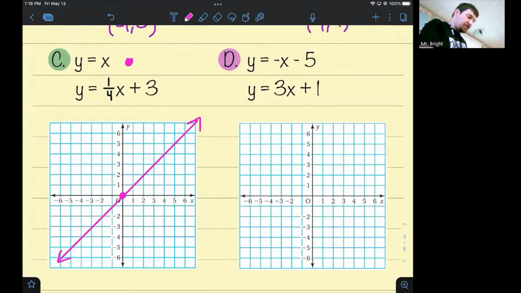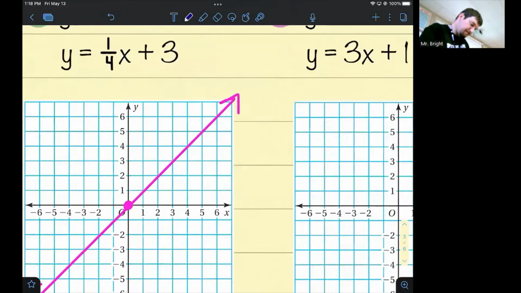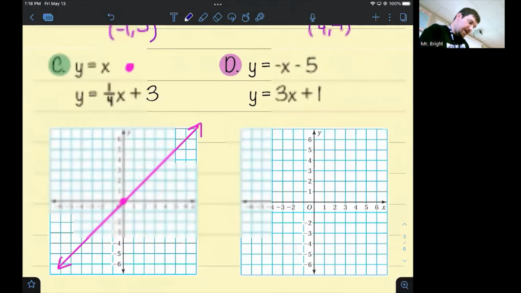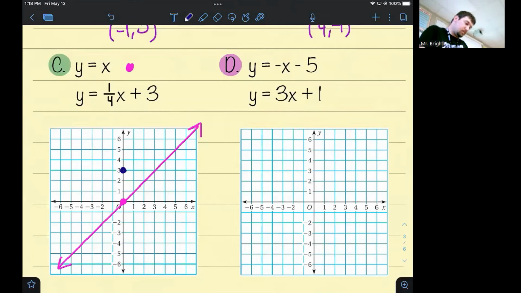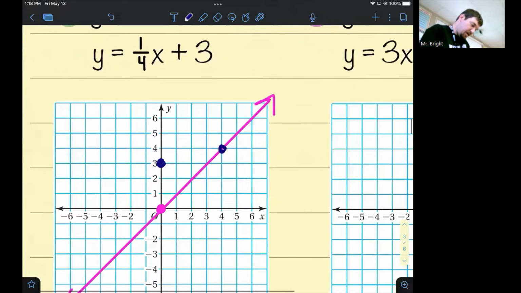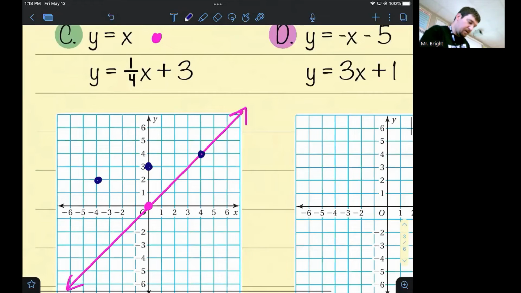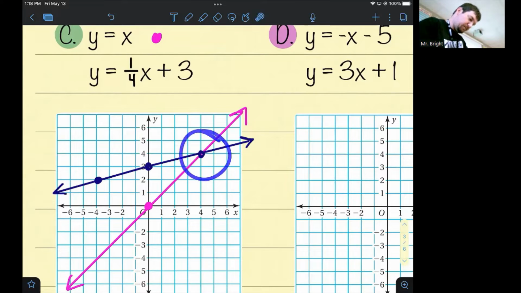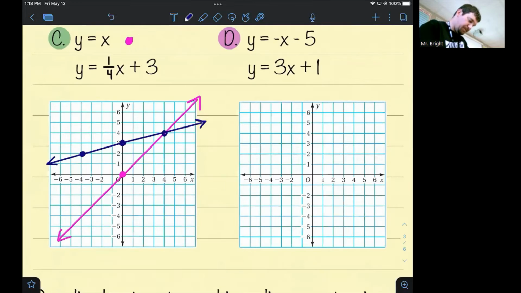And then for the second equation, do this one in dark blue, navy blue. Lucy, what's the y-intercept? That's right, +3. And the slope? 1/4. Rise 1, run 4, go down 1, left 4. And you can see that intersection point. Brady, what is that intersection point right there? (4, 4).